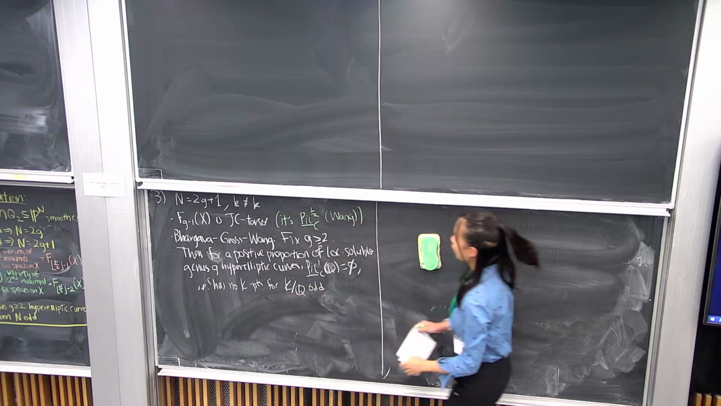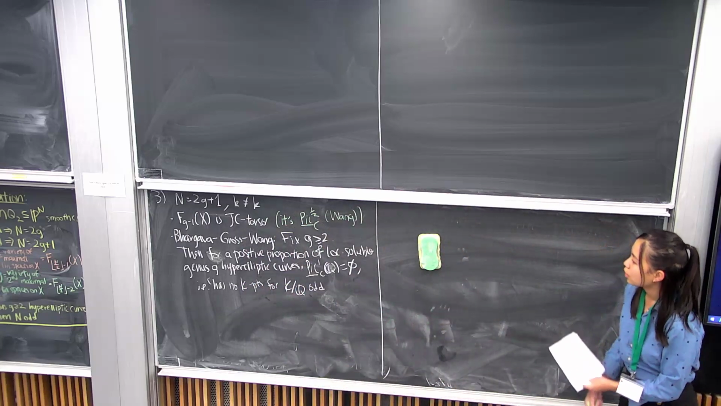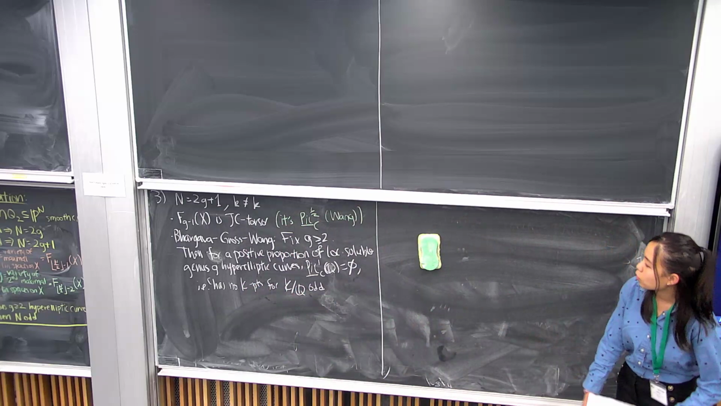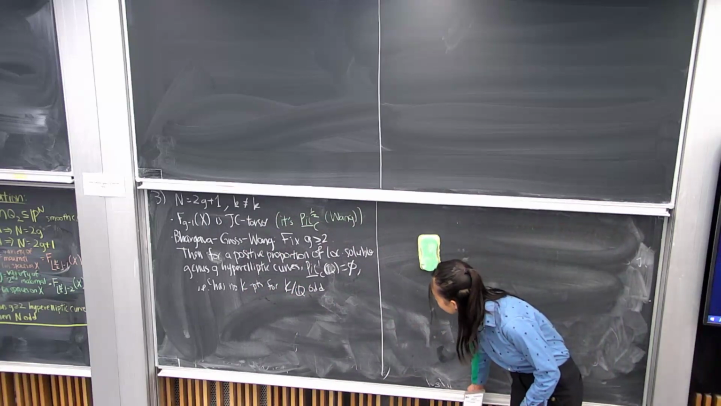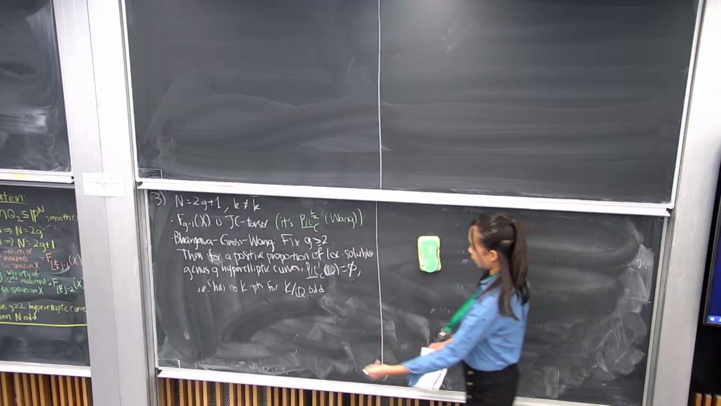And in fact, what they show is that for a positive proportion, the index is not divisible by 2 in the Tate-Shafarevich group. So this is one number theoretic application of these linear subspaces. And so then finally, okay, I'm going to write a fourth motivation on the bottom of this board.